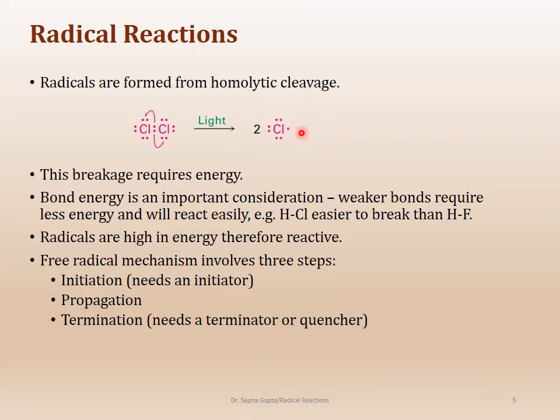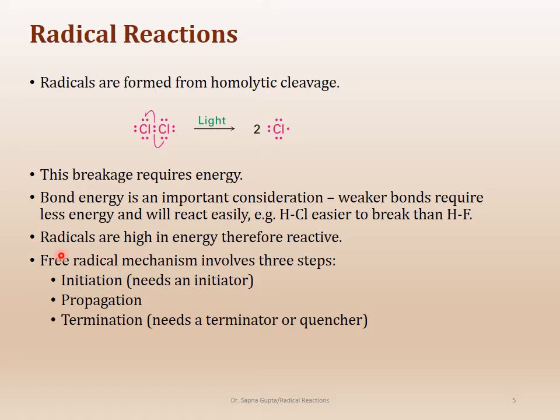The radicals have an extra electron. They don't have a charge, so no positives, no negatives. But the bond breakage does require energy, which means that the bond energy really plays a role in how these reactions are going to work. Usually there is a table that you can consult to figure out which bond is easier to break and which is harder to break. For example, the HCl bond is easier to break than the HF bond, and we'll go through that table also.